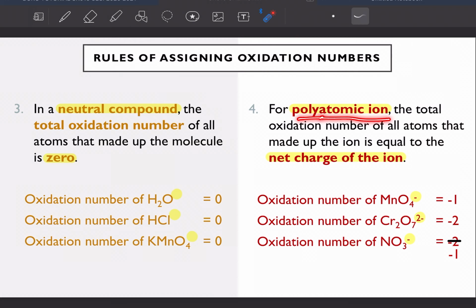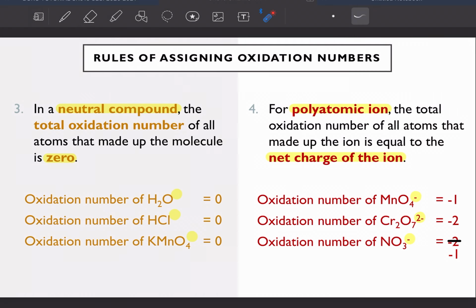Okay, unlike for polyatomic ions. Polyatomic ions maksudnya awak ada banyak-banyak atom, okay, and it is an ion, dia ada charge, okay. The total oxidation number of all atoms made up will equal to the net charge of the ion, okay. So the net charge of the ion is this part here, up here, top right here. So if you look here, okay, your manganate ion, it has a -1 charge, okay. Your chromate ion has a -2 charge. Dichromate. Dengan ni, nitrite ion has a -1 charge, okay, nitrate ion.